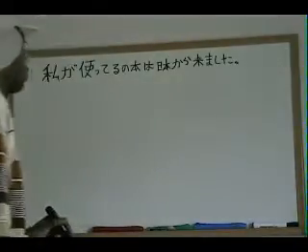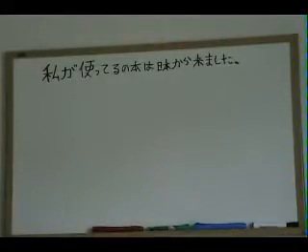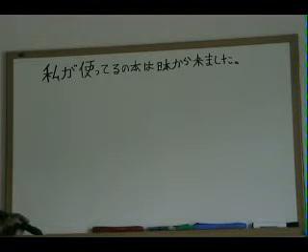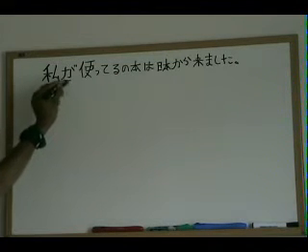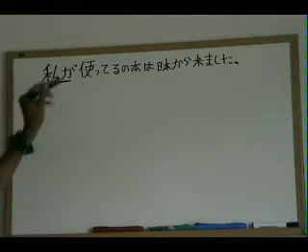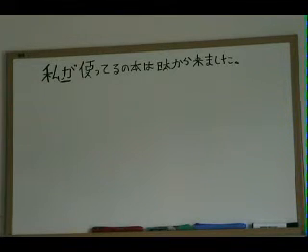Okay, those of you who are familiar with Japanese will understand this sentence here. 私が使っている本は日本から来ました。So the book that I'm using is from Japan. You can see here the ga particle. Now, if I were to write this in Korean, the way they use the particle is pretty much similar.